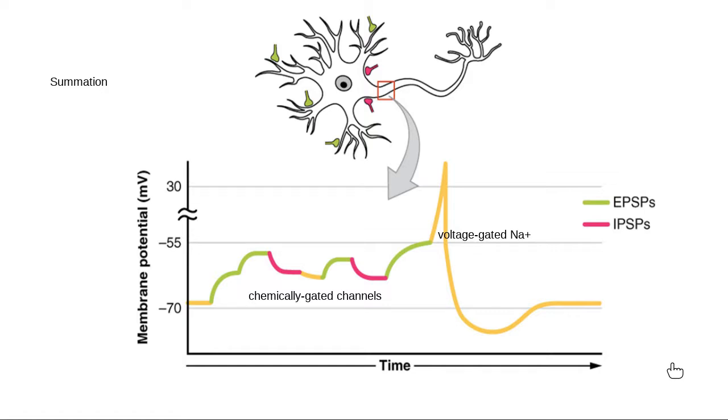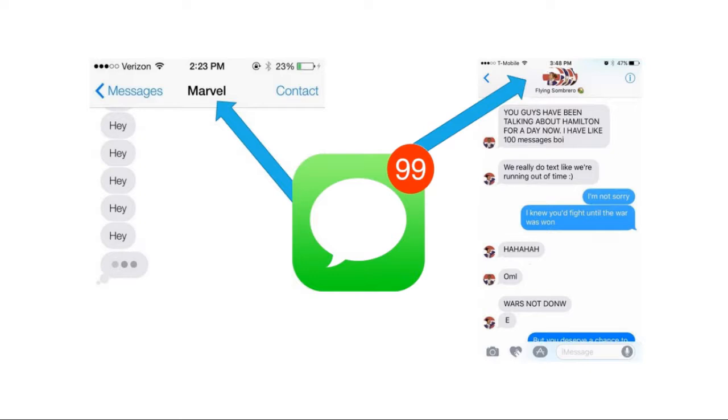Here we go. Let's first talk about an analogy for what summation is like, because there's two ways that a neuron can listen to more than one message. A neuron can listen to more than one message all coming from the same neuron that it's talking to, or it can listen to more than one message coming from different neurons that it's listening to. So I can't take credit for this analogy. This actually came from a student.